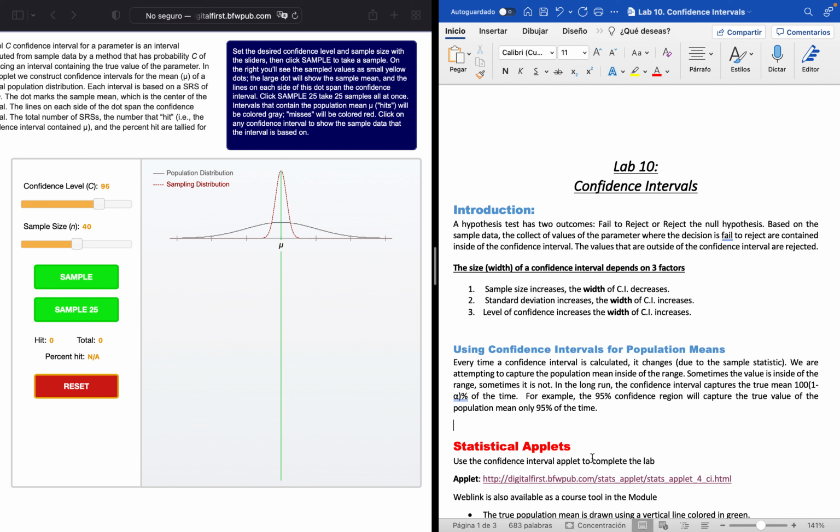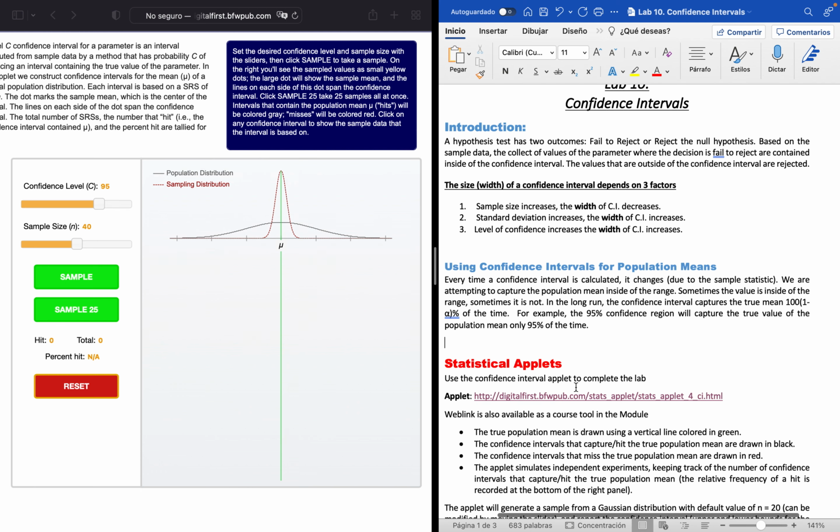The size of a confidence interval depends on three factors: as sample size increases, the width of the confidence interval decreases; as standard deviation increases, the width of the confidence interval increases; as the level of confidence increases, the width of the confidence interval increases.